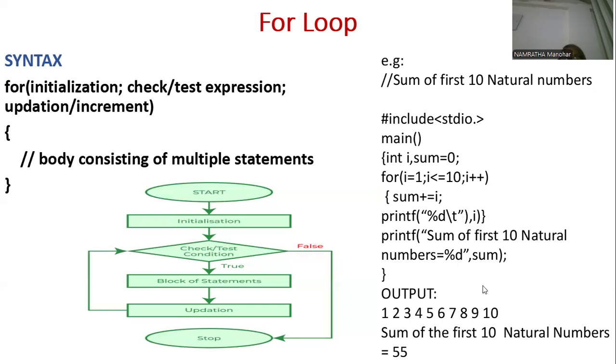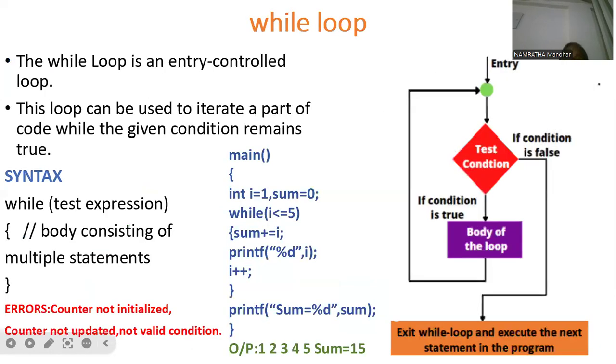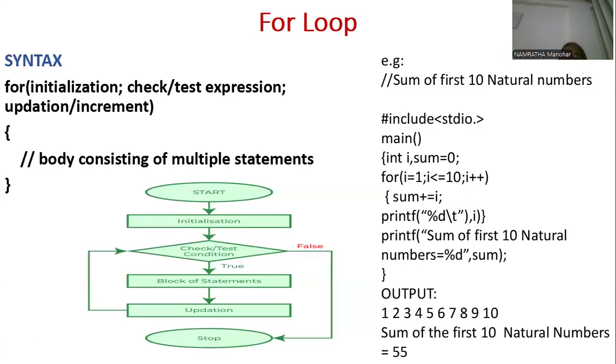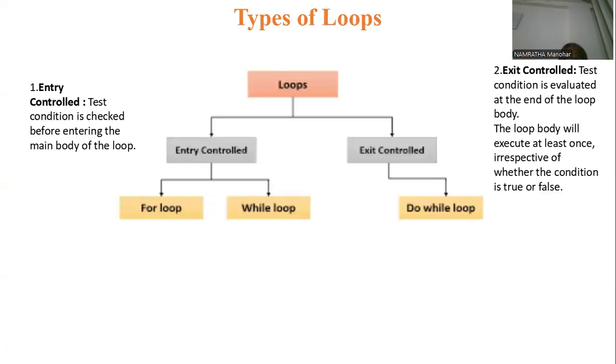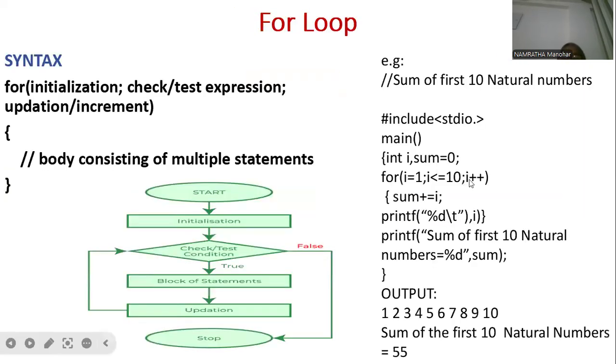Once it is 10, it prints the number 10. After that, 10 is incremented to 11, right? i less than or equal to 10, with 11, this condition becomes false. And it prints the sum of the first 10 natural numbers. So this is the initialization, and you can trace your program by writing the values as the for loop works.